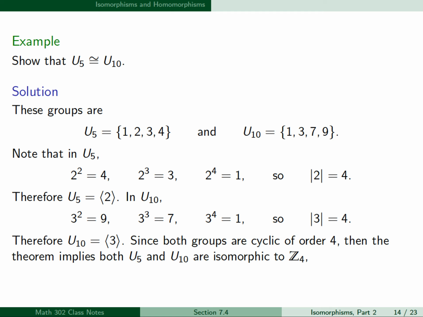Since both groups are cyclic of order 4, the theorem implies that both U sub 5 and U sub 10 are isomorphic to Z4. Well, if U5 and U10 are both isomorphic to Z4, that implies that they're isomorphic to each other.